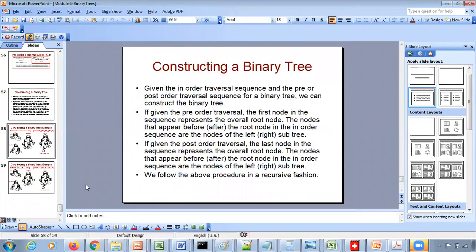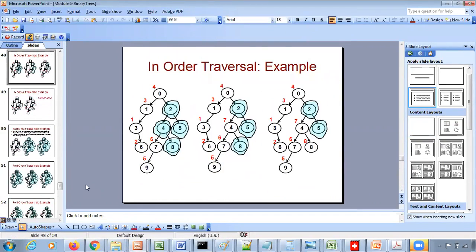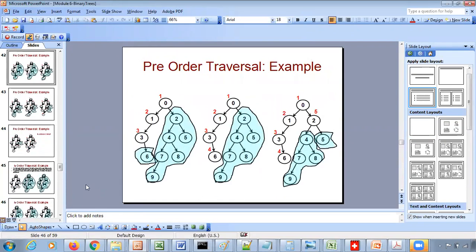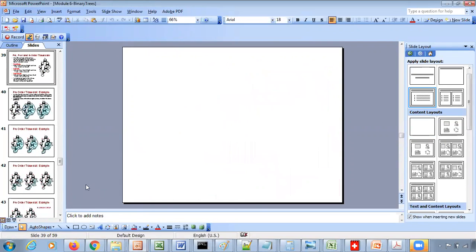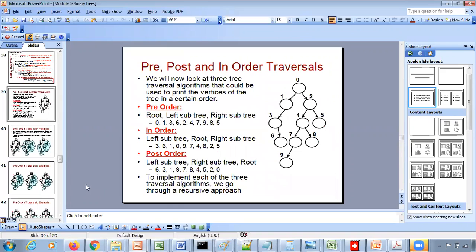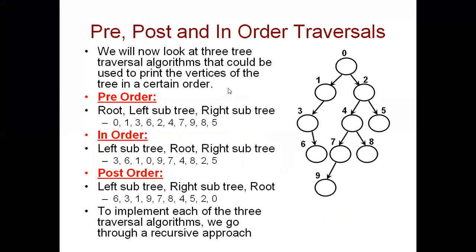So we are looking at this module on binary trees, and we'll finish up today with the traversal algorithms that can be used to traverse the nodes of a binary tree. Basically, we want a listing of the vertices in the binary tree in a certain order. So we'll do it three ways. We'll call them pre-order, in-order, and post-order traversals.